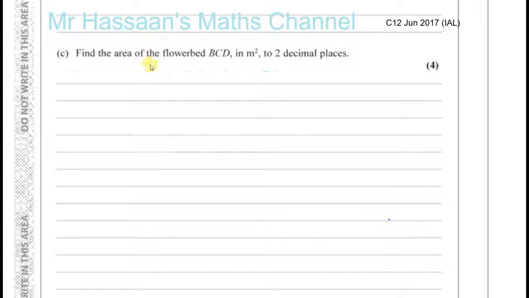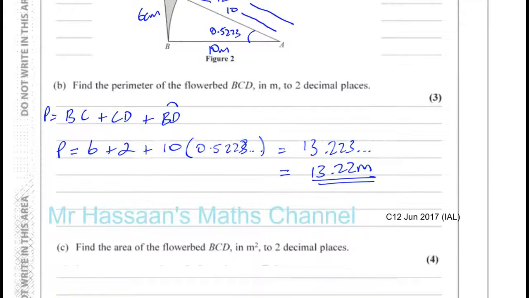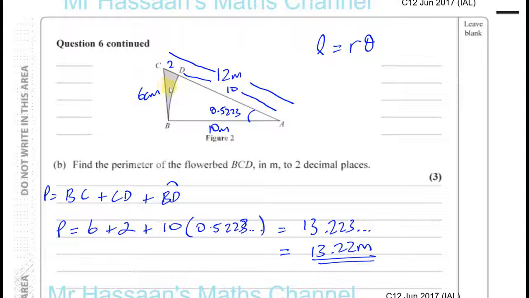Okay, and now for part C, find the area of the flower bed BCD in meters squared to 2 decimal places. So you need to find the area of this shaded part here. Now the area of this shaded part is like the area of the whole triangle ABC minus the area of the sector ABD. If we take the area of the sector from the area of the triangle, we'll be left with the shaded area. So the area of a triangle, when you know 2 sides and the angle between them, is given by a half times AB times sine C.